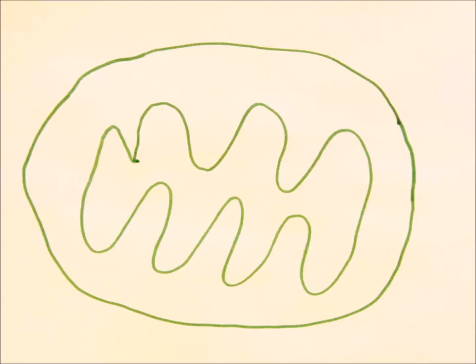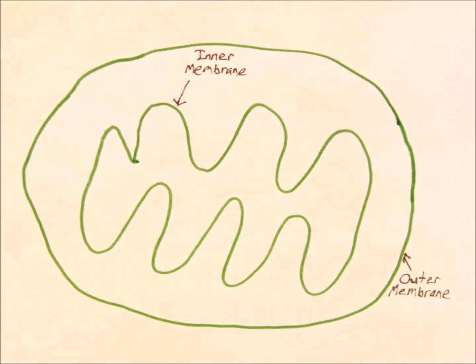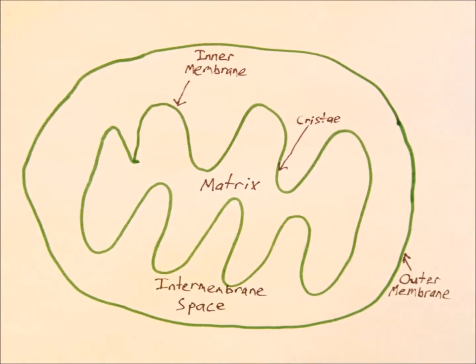The mitochondria, the site of cellular respiration, consists of two membranes, an outer and inner membrane. The inner membrane has folds in it called cristae to help increase surface area. The area inside the inner membrane is called the matrix, and the area between the inner and outer membrane is called the intermembrane space.